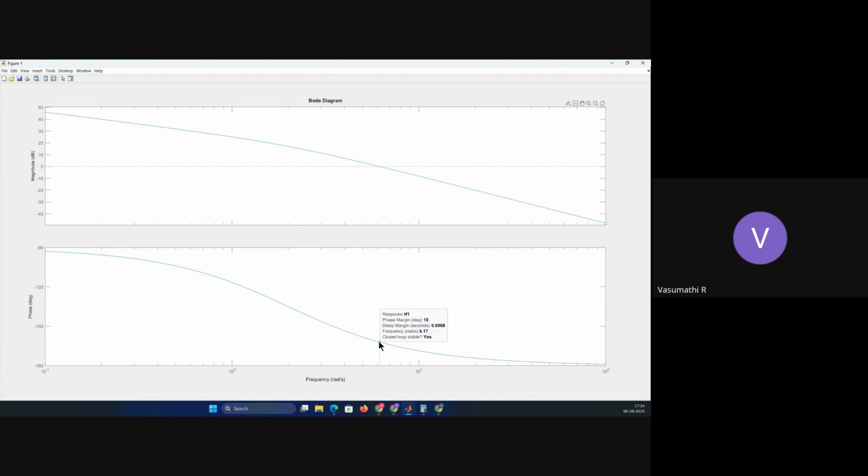And if you click on the dot on the phase plot, you will see the phase margin value here. Here the phase margin is 18, but our requirement is minimum 50. So this is very far from your requirement. That is the first understanding we are making. The gain margin should be at least 10, but it is infinity. This is too much, but satisfies the requirement. So now we are going to worry only about the phase margin. We want to increase this phase margin from 18 to 50. That is our first objective.